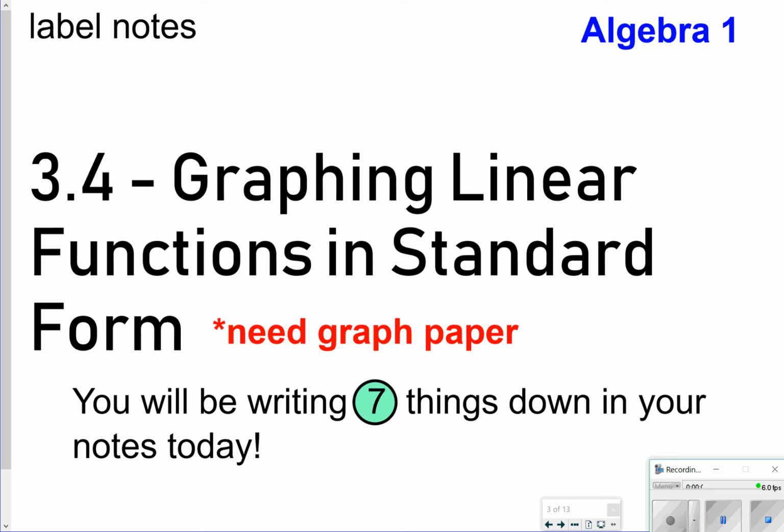Today's notes are going to be lesson 3.4, graphing linear functions in standard form. You do need graph paper for these notes, and you will need graph paper for the homework assignment as well, so just make sure you have those things available. We are going to be writing 7 things down today in our notes. Let's go ahead and get started.